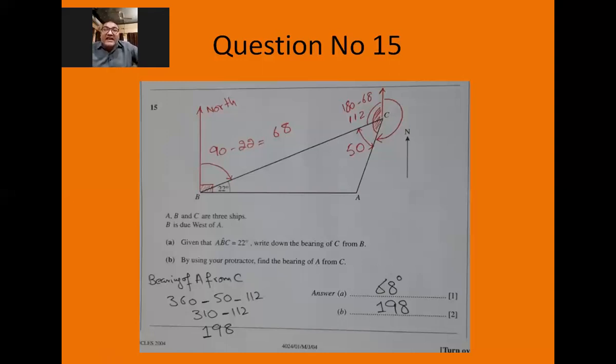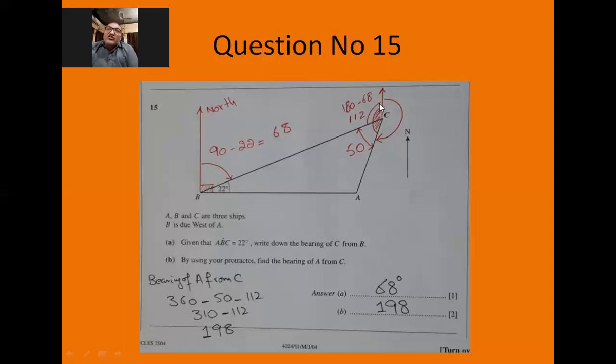So the angle ACB will be 50. This angle here is 68. This angle here will be allied to this one, because these two lines are parallel to each other, so these angles are allied to each other. So if this angle here is 68, this angle here will be 180 minus 68, which is 112.